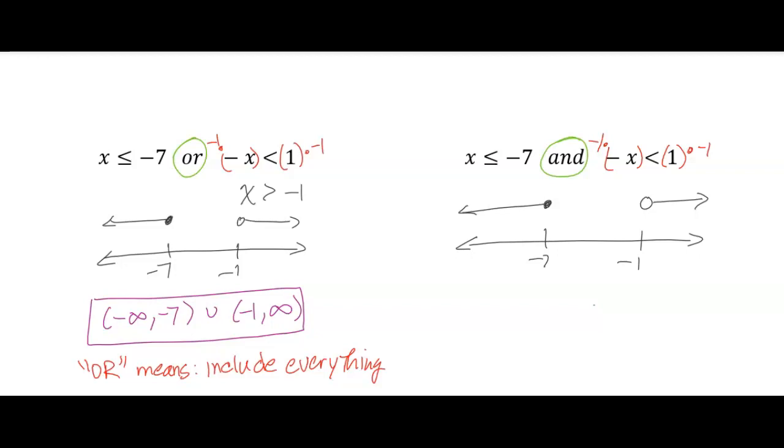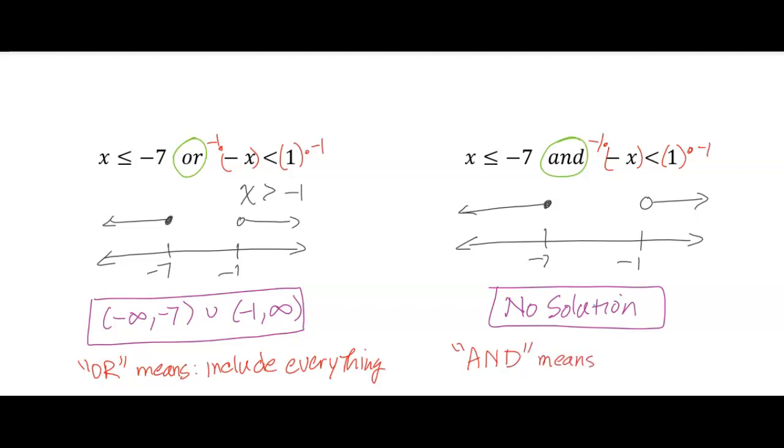than -1. And if you stop and think about it, there are no numbers anywhere that do both of those at the same time. There is no solution that can be smaller than -7 and also bigger than -1 at the same time. Anytime you see the word and, in one of these combination inequalities, what it means is take the overlap.